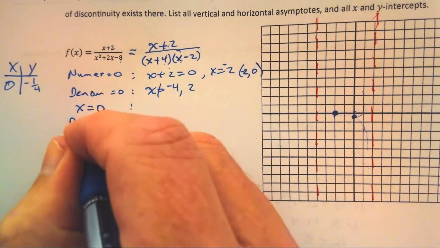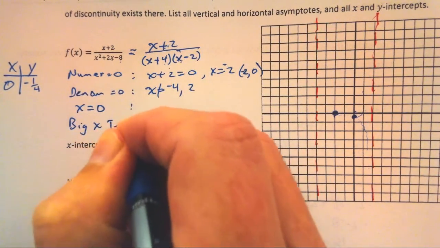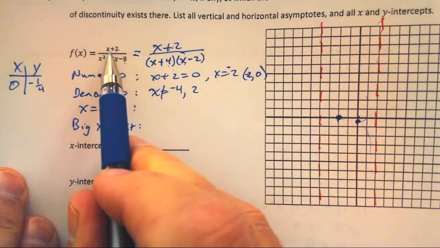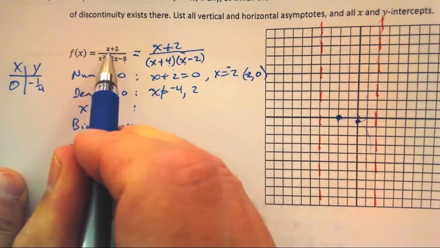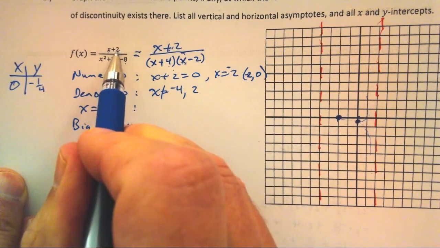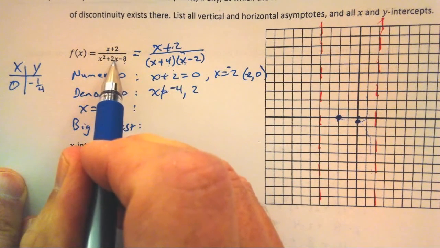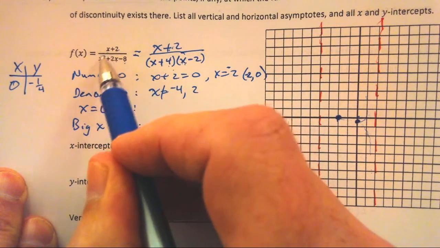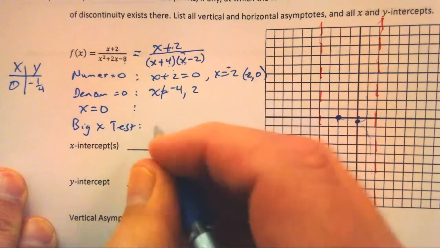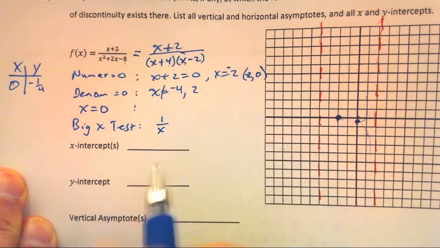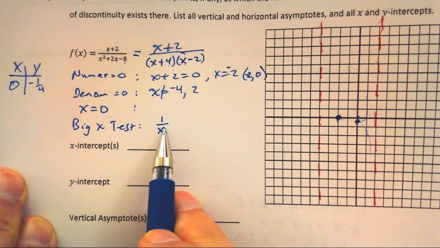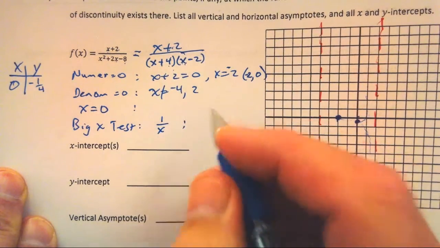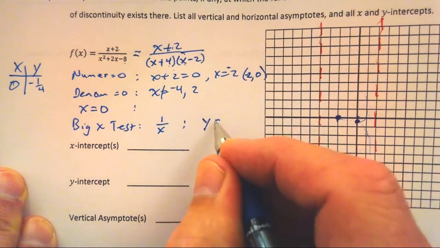Next, I do what I'm referring to as the big X test. And the big X test is just basically consider our limits as we approach infinity. As we approach infinity, this x plus 2, let's just say a billion. A billion plus 2 is basically a billion. And you're going to say, well, 2 times a billion is big, but nothing compared to a billion times a billion. So really, this function wants to look like x on x squared. But x on x squared wants to look like 1 on x. And as x gets huge, 1 divided by a huge number approaches 0. So we're going to have an asymptote of y equals 0.